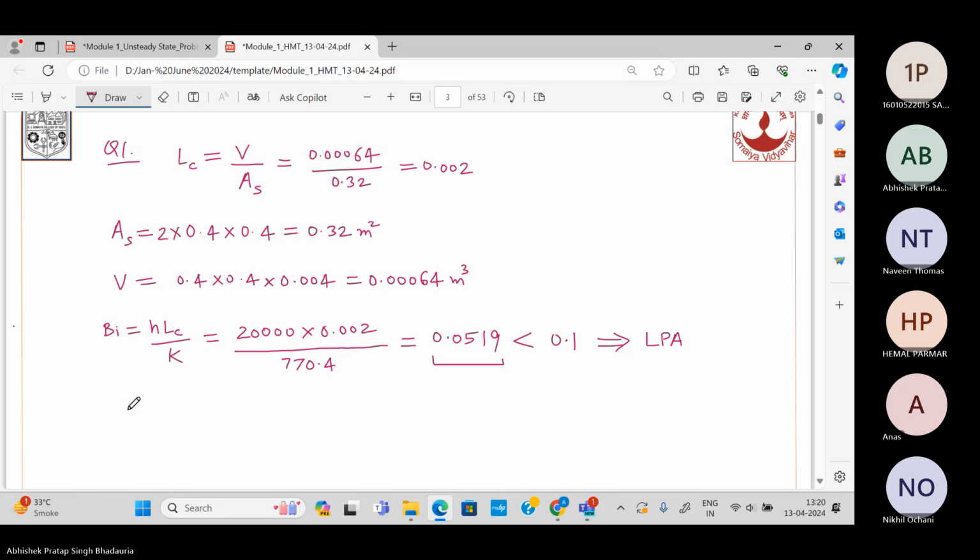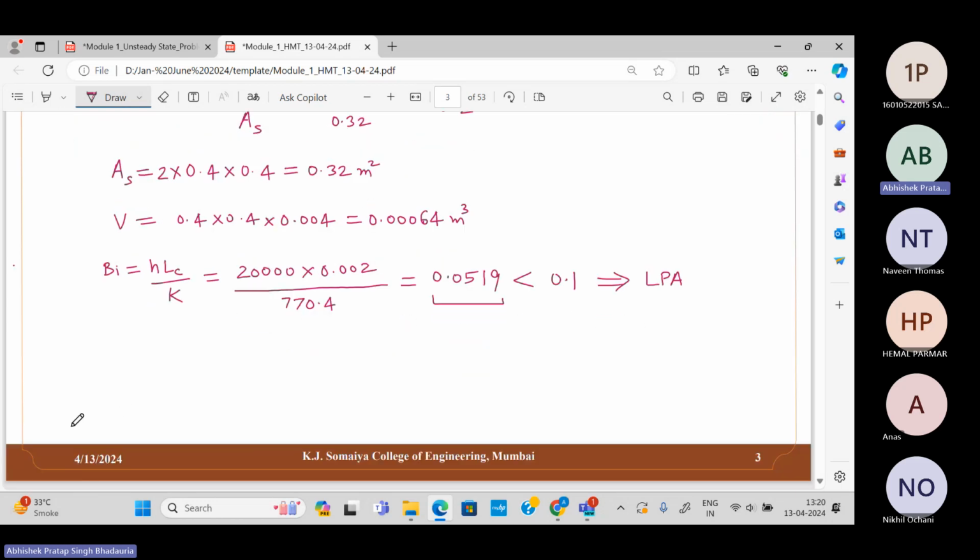Fine. So we know if Biot number is less than 0.1, then the lumped parameter analysis is applicable, and if the Biot number is greater than 0.1, then the Heisler chart is applicable. So now here the lumped parameter analysis is applicable.